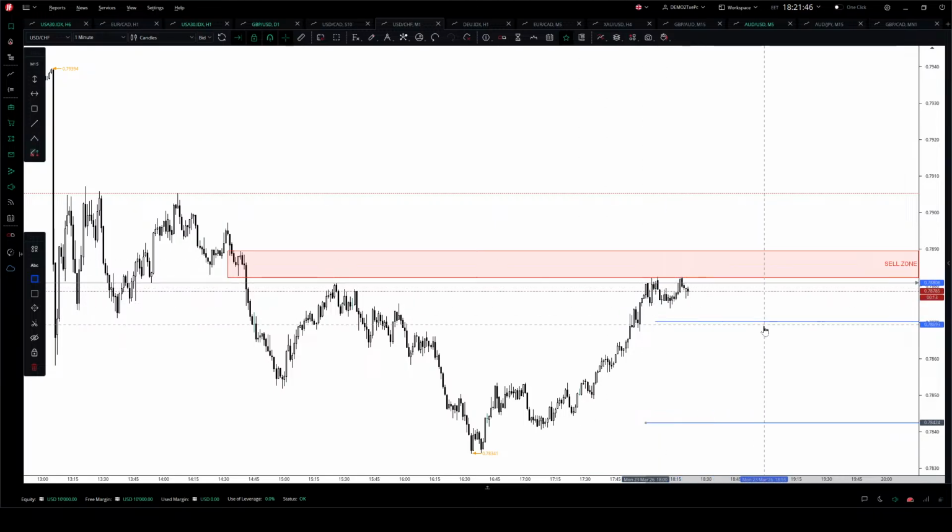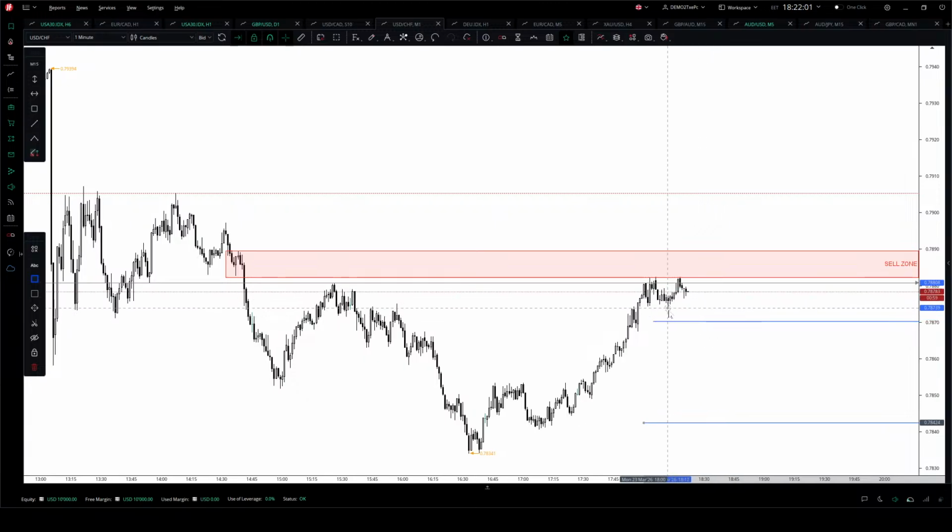Just getting rejected from the supply, but buyers are also pushing, trying to create demand and pull it up. It will be risky. If we don't break this low, then it is going to be very difficult for the sellers to save this zone.